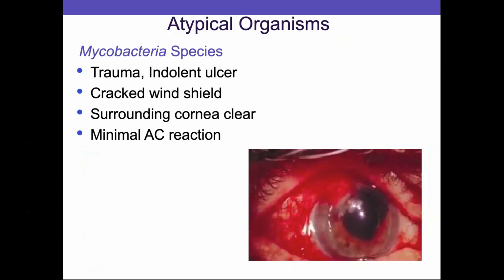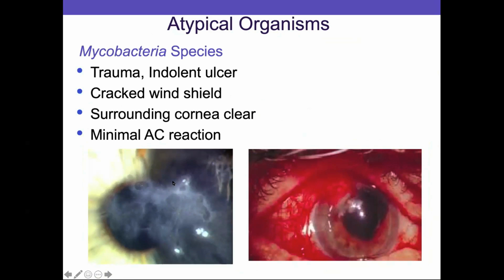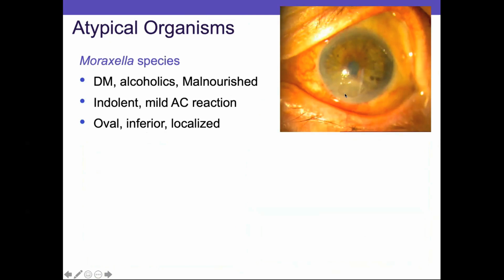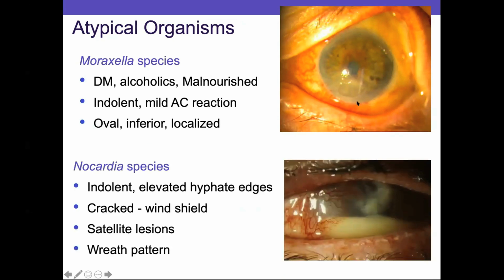Then sometimes you have atypical organisms such as this. It's seen after mycobacteria, after trauma or indolent ulcers. It classically has this cracked windshield appearance. Notice the surrounding cornea is quite clear and there's hardly any AC reaction. The Moraxella ulcers, on the other hand, are inferior. They are oval. They are localized, such as this. And then you have the nocardia ulcers, which again have a wreath-like pattern or flower-like pattern.